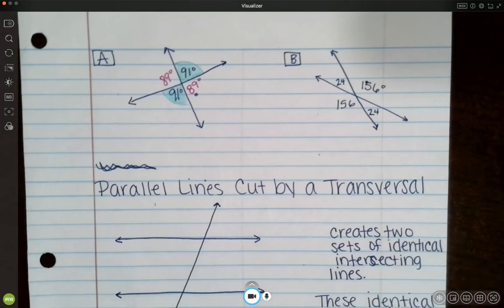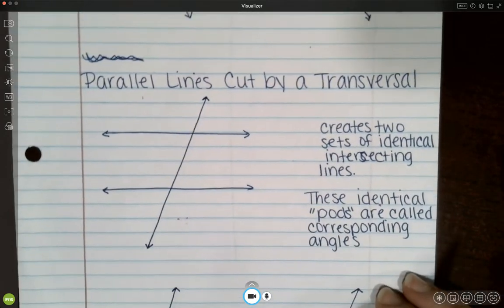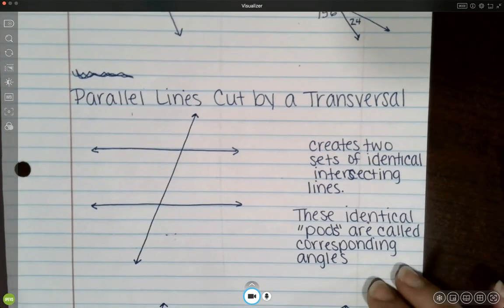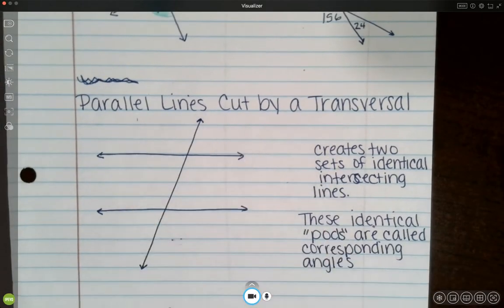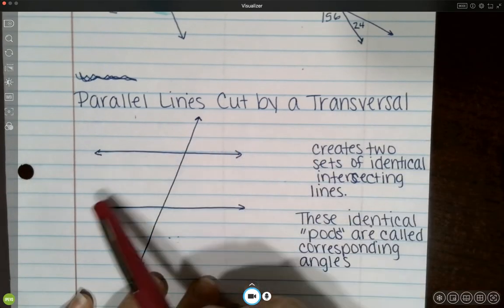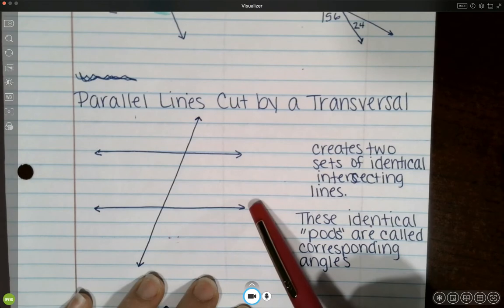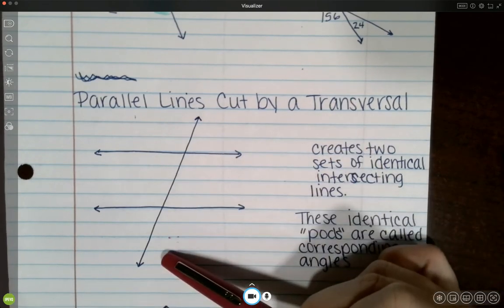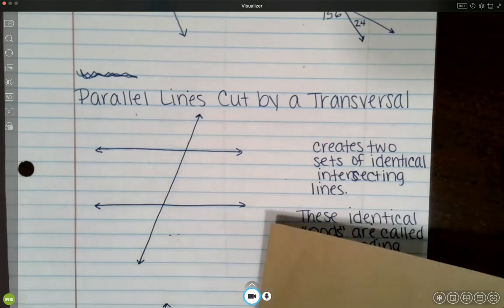But last but not least, we have to take a look at our concept of parallel lines cut by a transversal. What this title is actually saying is I have a set of parallel lines. You'll see those two lines run like railroad tracks, and the transversal is the line that cuts diagonally through it. That is what is created.